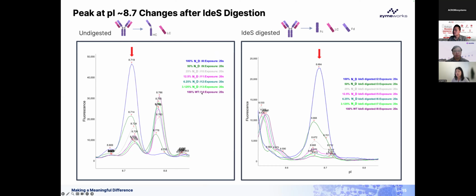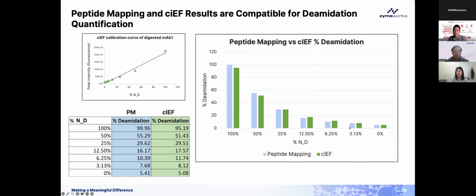The native fluorescence of the light chain peak was detected, and we found that the peak intensity is much lower after digestion. Possibly the peak, even at 8.7, contains some of both heavy chain and light chain. So for a clean calculation, we only used the digested version for the calibration curve. So we plotted a curve based on the fluorescence intensity of the deamidated light chain peak against the N2D percentage.